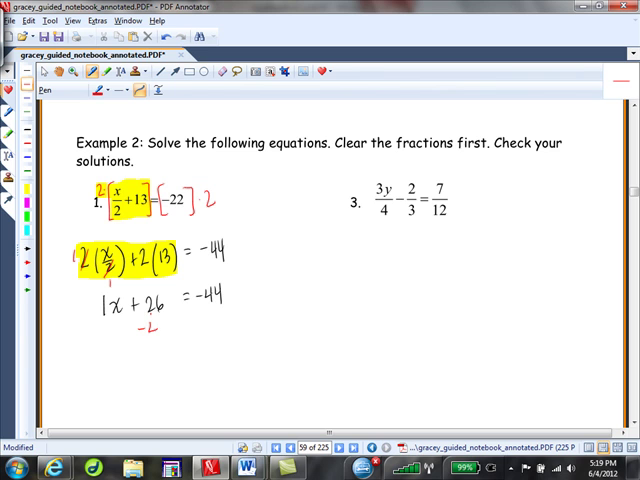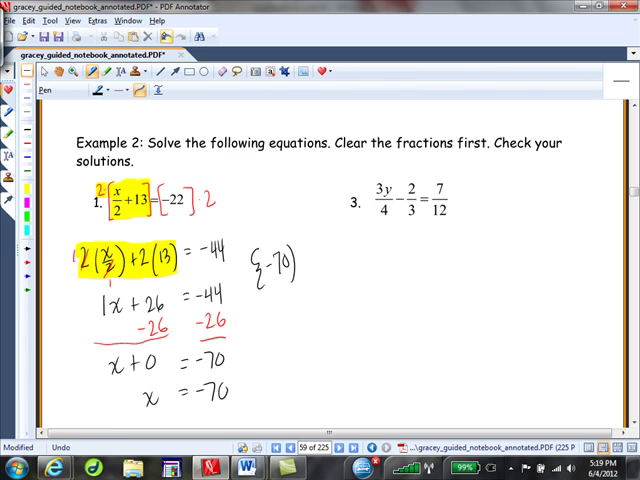Subtracting 26 from both sides would yield a result. 1x is just x, and then we'll have plus 0. And this one, negative 44 decreased by 26, is going to give us negative 70. So x is equal to negative 70, and we're done.